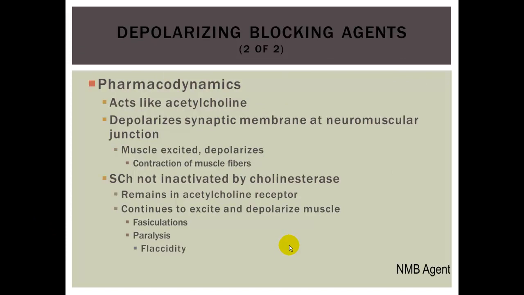Pharmacodynamics: acts like acetylcholine, depolarizes the synaptic membrane at the neuromuscular junction. The muscle is excited and depolarizes, contraction of the muscle fibers. Succinylcholine, not inactivated by cholinesterase, remains in the acetylcholine receptor, continues to excite and depolarize the muscle, which gives us fasciculations, and then we get paralysis, and then the patient becomes flaccid.